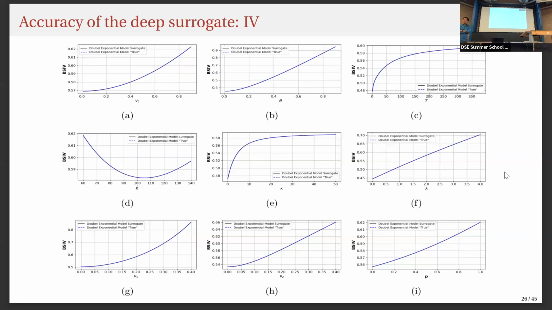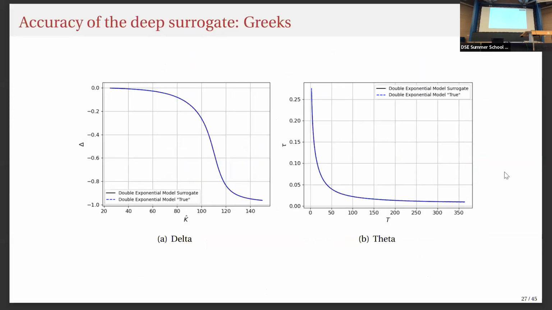And our model does a pretty good job. Our surrogate does a pretty good job. The reason that you saw only one line on each one of these pictures is because our surrogate predictions are exactly on top of the true solution for all these different features.